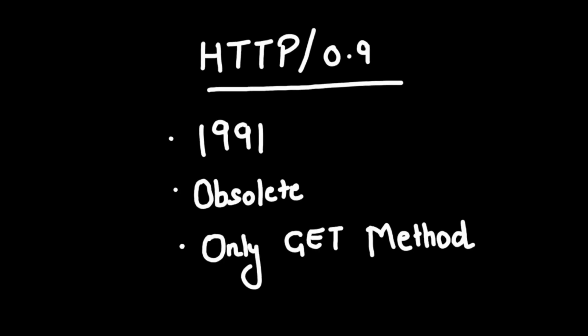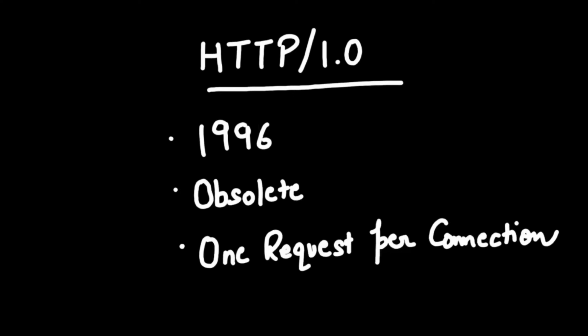Okay, so let's start with the first HTTP version, which was released way back in 1991, that is 0.9, which is obsolete in today's world, and that only supported the GET method. After 0.9, another version of HTTP was released in 1996, which was HTTP 1.0, and although this is also obsolete in today's world, one of the disadvantages at that time was that it only allowed one request per connection.